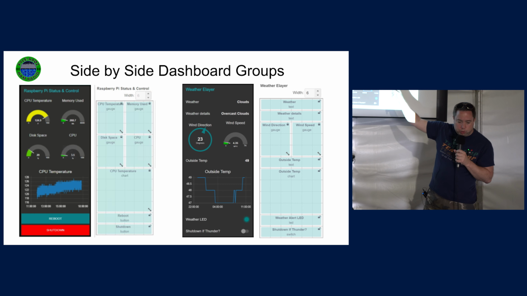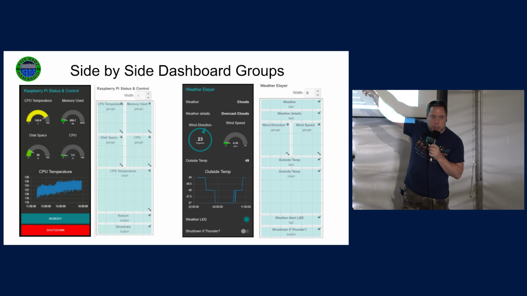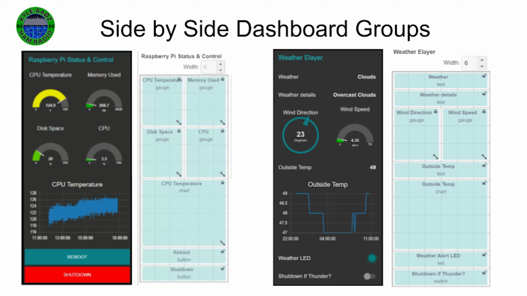All right, real quick. This is a dashboard group, Raspberry Pi command and control, and a weather widget that I created. So I'm going to pair all this stuff up. Here's a gauge. There's a gauge. Those correspond to this. Here's another gauge. Here's another gauge. They correspond to this. Here's a chart. Here's the chart. Reboot button. Reboot button. Shut down. Shut down. See how it all comes in line here?